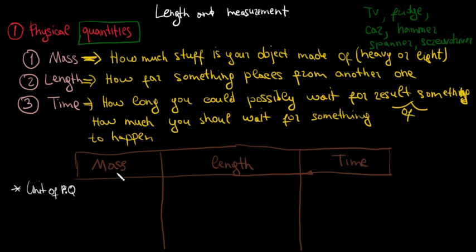Each physical quantity has its own units, like its own kind of specification. All of these physical quantities have their own specification, and one of the specifications of a physical quantity is going to be its unit. So it depends on how you define it.